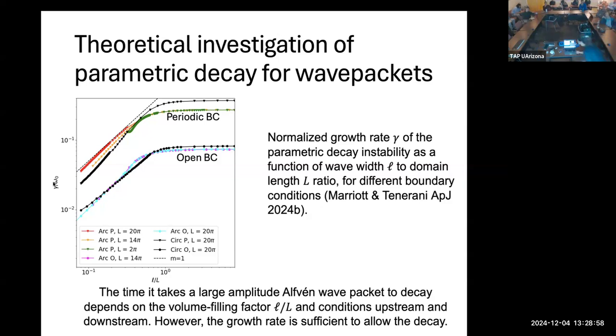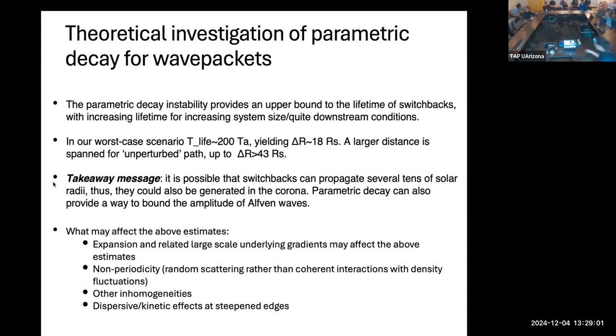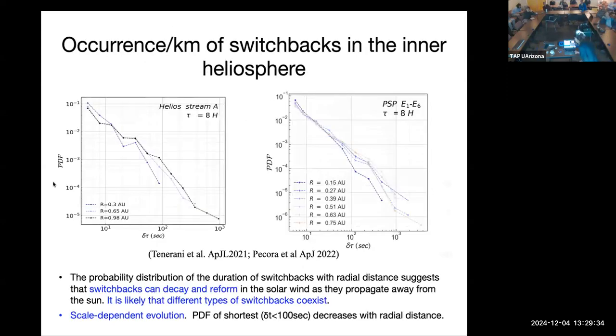And so one of the conclusions is that, in the worst case scenarios, switchbacks can decay pretty rapidly depending on wind conditions, but they can also, if the conditions are good, propagate long enough for them to be observed. So while it is reasonable that they can be generated dynamically in situ, like some are claiming, it's also not to be excluded that they are generated in the corona. And in fact, likely different types of switchbacks can coexist.